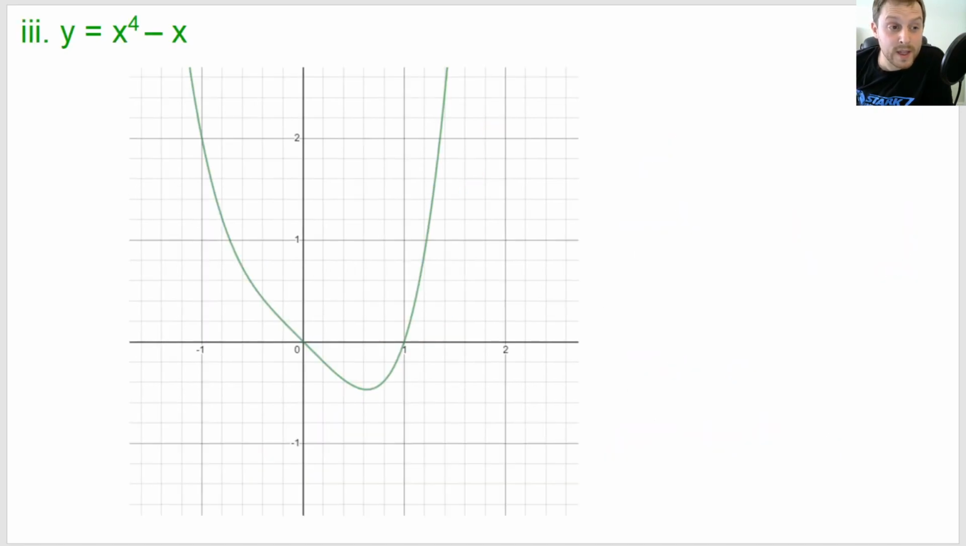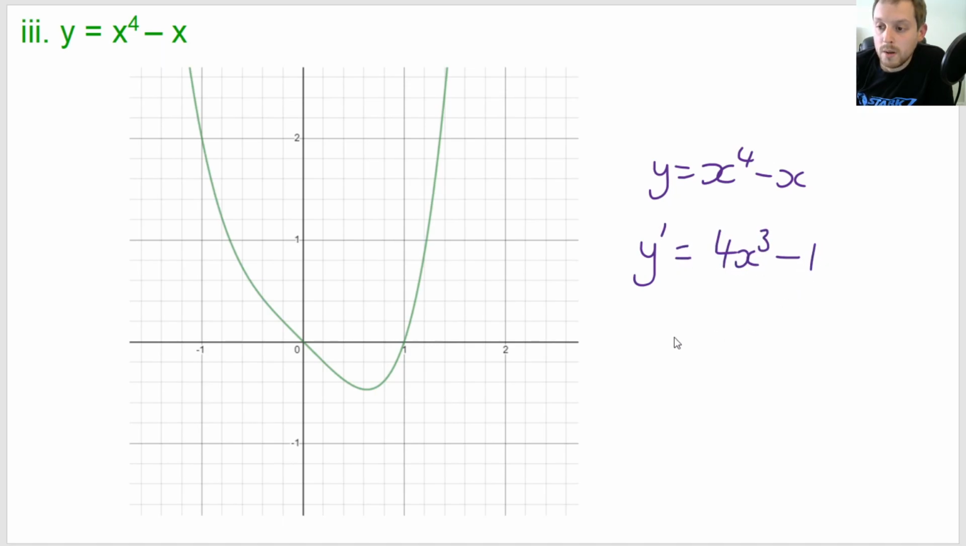Watch what happens with this one. So this is the graph y equals x to the 4 minus x. So let's do y is x to the 4 minus x. Let's do y dash, which is 4x cubed minus 1. And then y double dash, which is 12x squared.